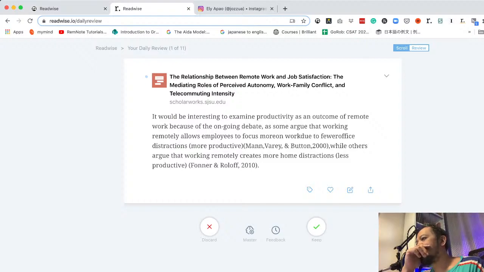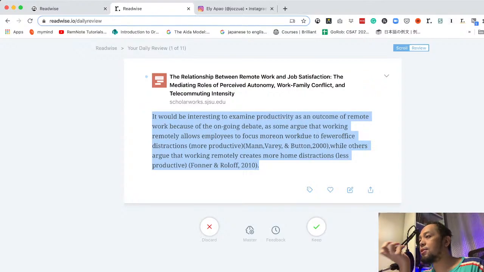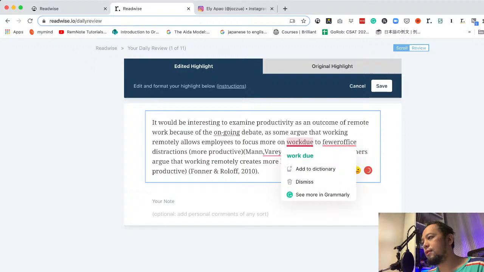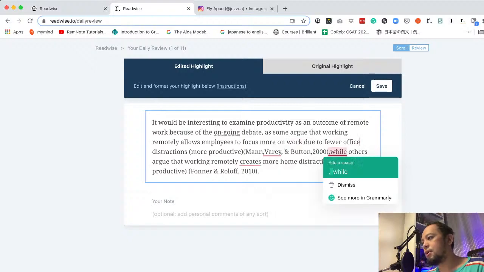Remote work is a fixing productive outcome because ongoing summary work remotely allows employees to focus more on work due to fewer office distractions. Argue that. I highlighted this because I was trying to study about remote work. Maybe I can edit this a bit, then save.